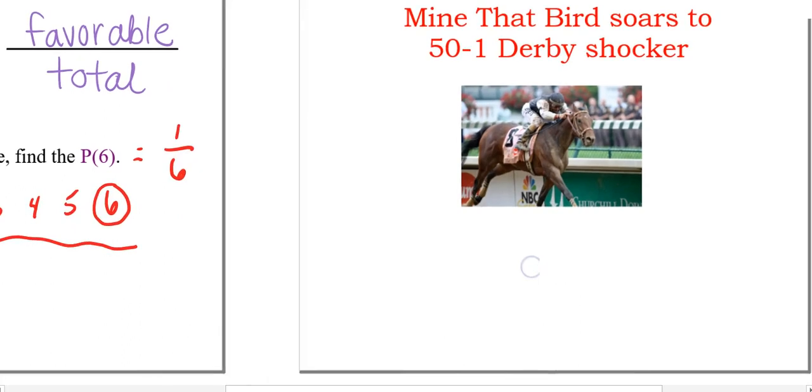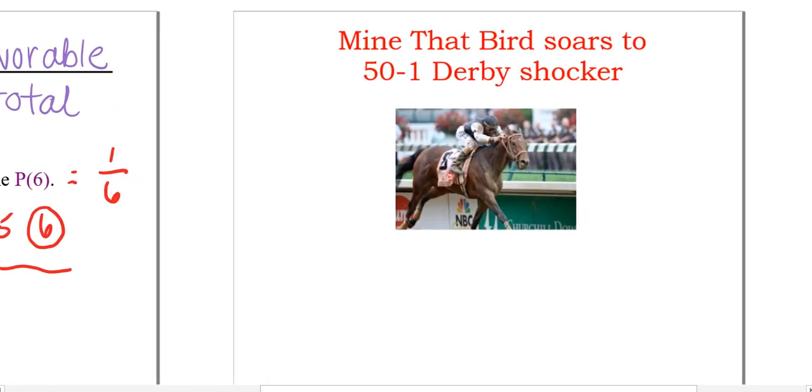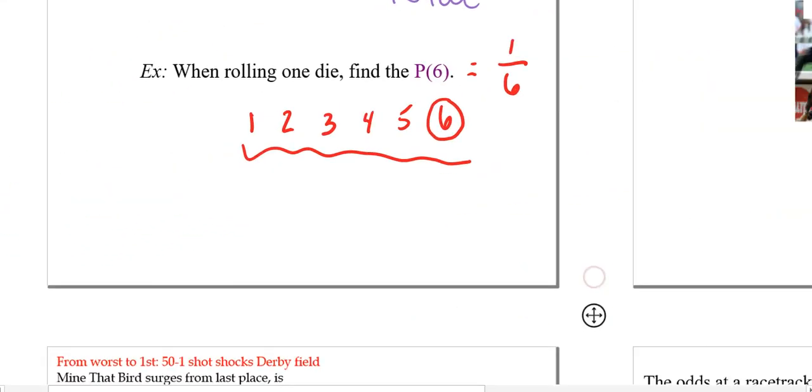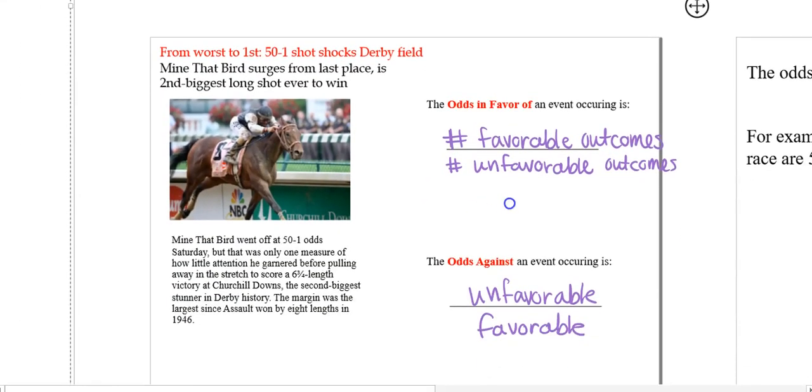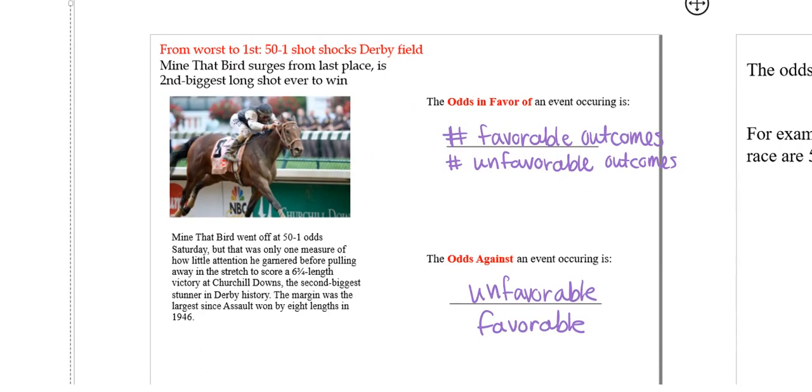When we start talking about horse racing or other sorts of sports gambling, they don't use probability. Instead, they use something called odds. So to do this, I'm going to talk about a horse race from a couple years ago, the Kentucky Derby, and a 50-to-1 long shot won the Kentucky Derby. And you can see that here is a newspaper clipping from that.